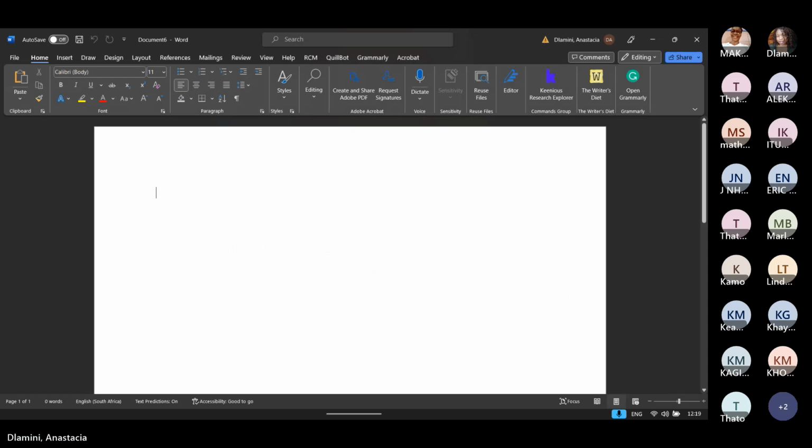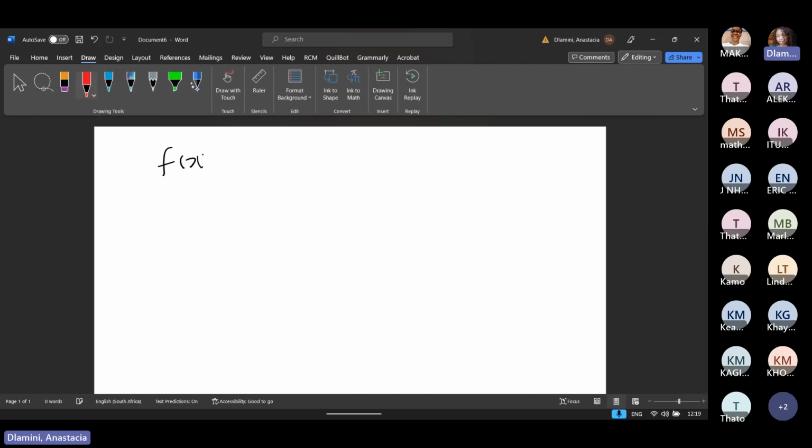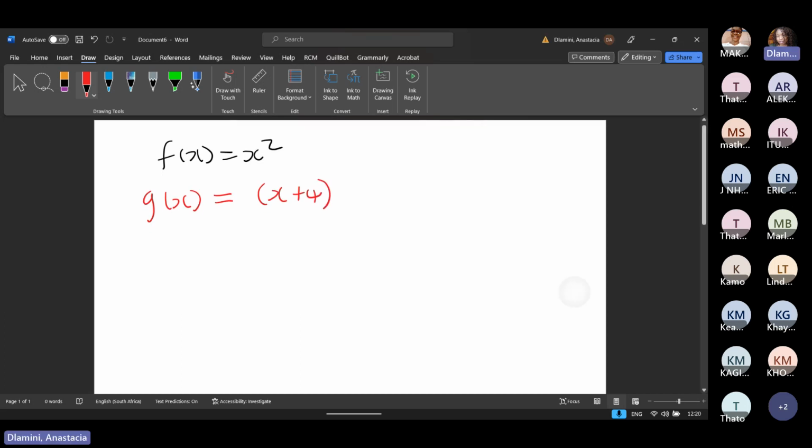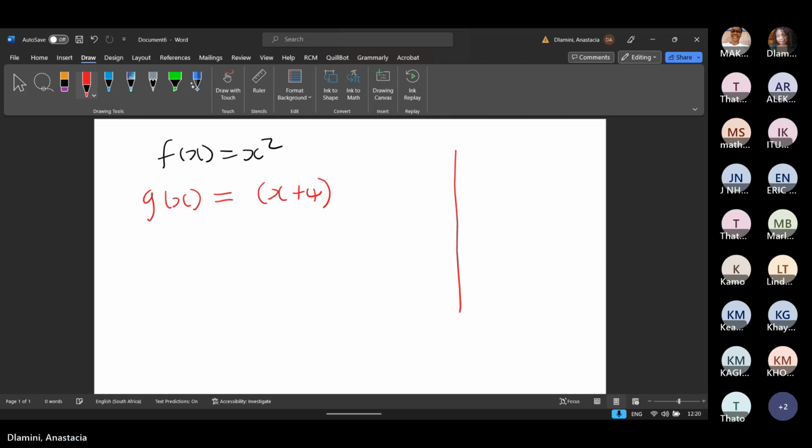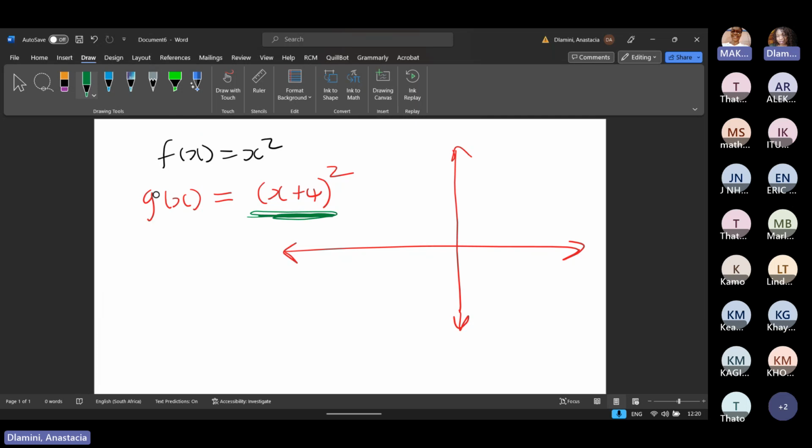So let's look at the example. They are giving us a parabola as well, f of x equals x squared, then g of x equals x plus 4 squared. Now, I want us to diverge from what we're doing here and assume that this was a horizontal shift to the right. Remember we said this was a horizontal shift to the right, which was incorrect. It's to the left.